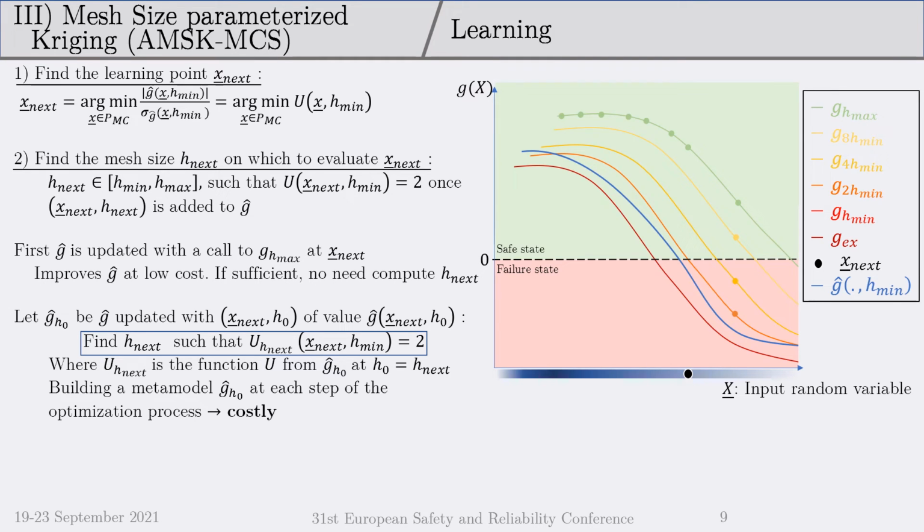Building a metamodel g at h0 at each step of the optimization process makes it very costly. When you have computed hnext, then you just need to call g at hnext and update the metamodel.